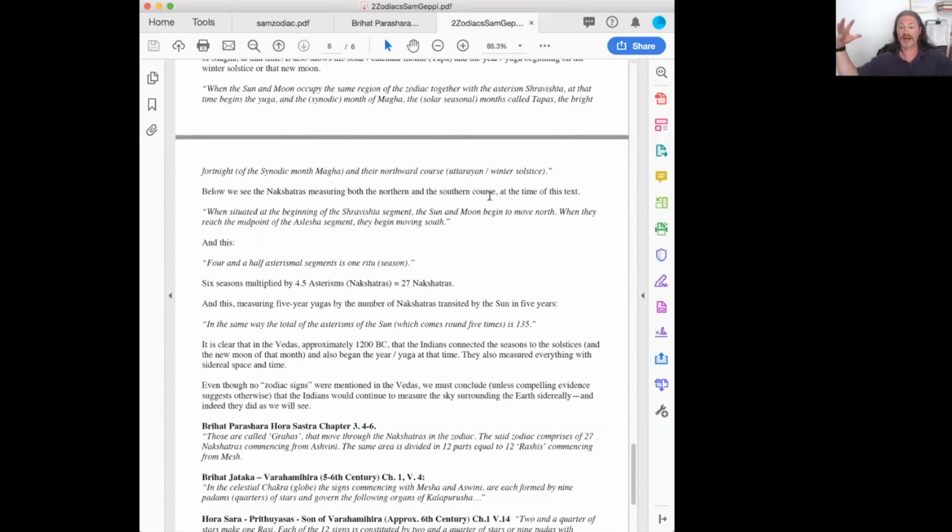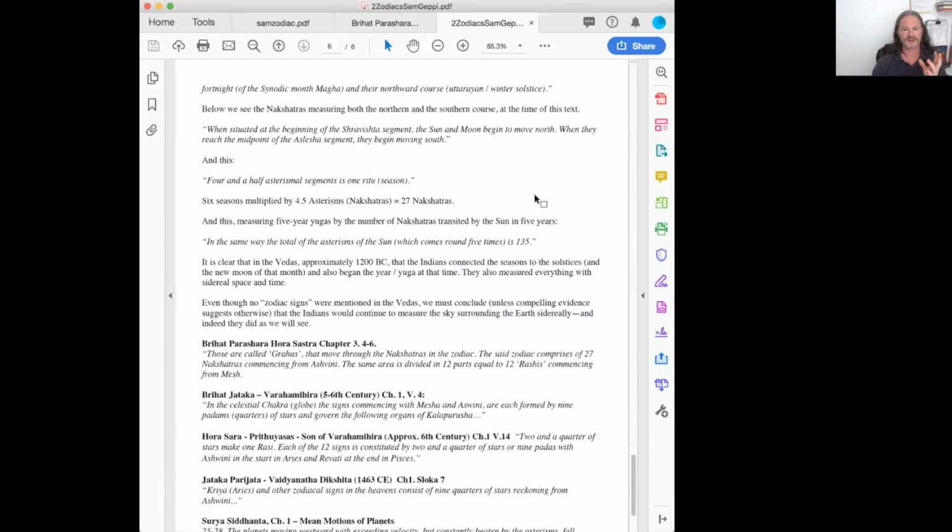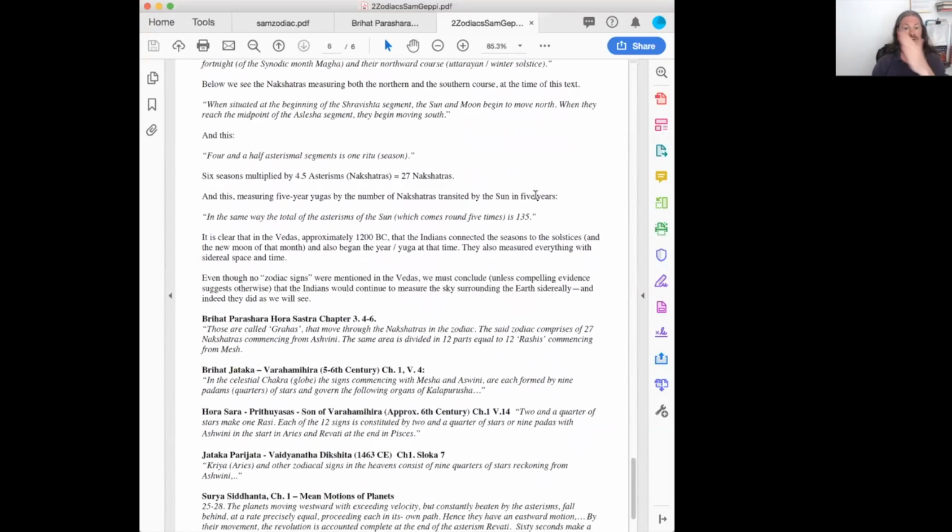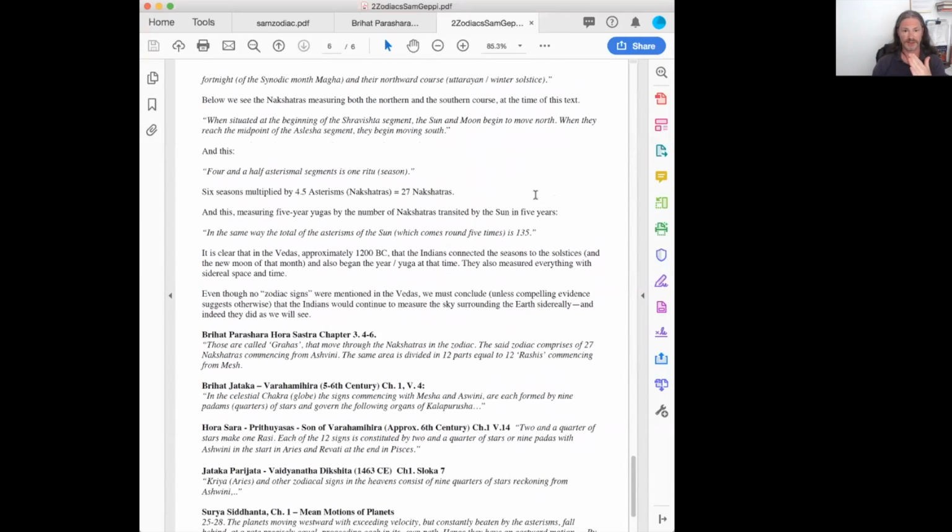So you see they're aligning everything now with the northern course of the sun, with the beginning of the year, and with the new moon, right? So all of this is Vedic timekeeping. Now he says, now we see the nakshatras measuring both the northern and southern course at the time of the text. That's what we just saw. So they're measuring the Ayanamsha at this point.